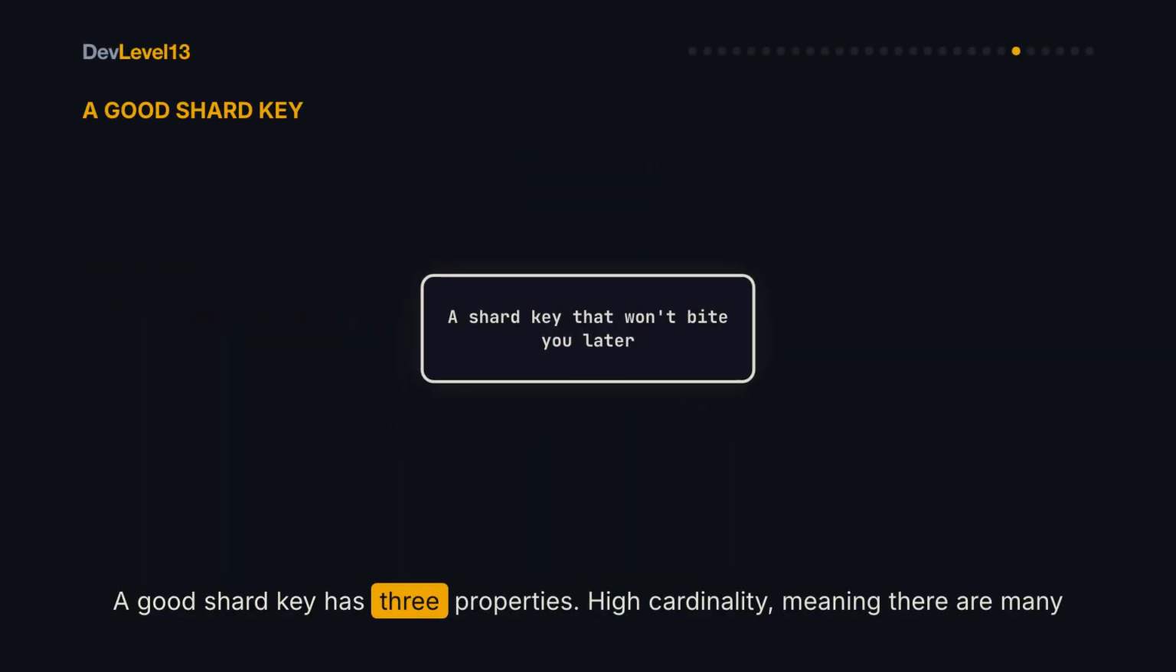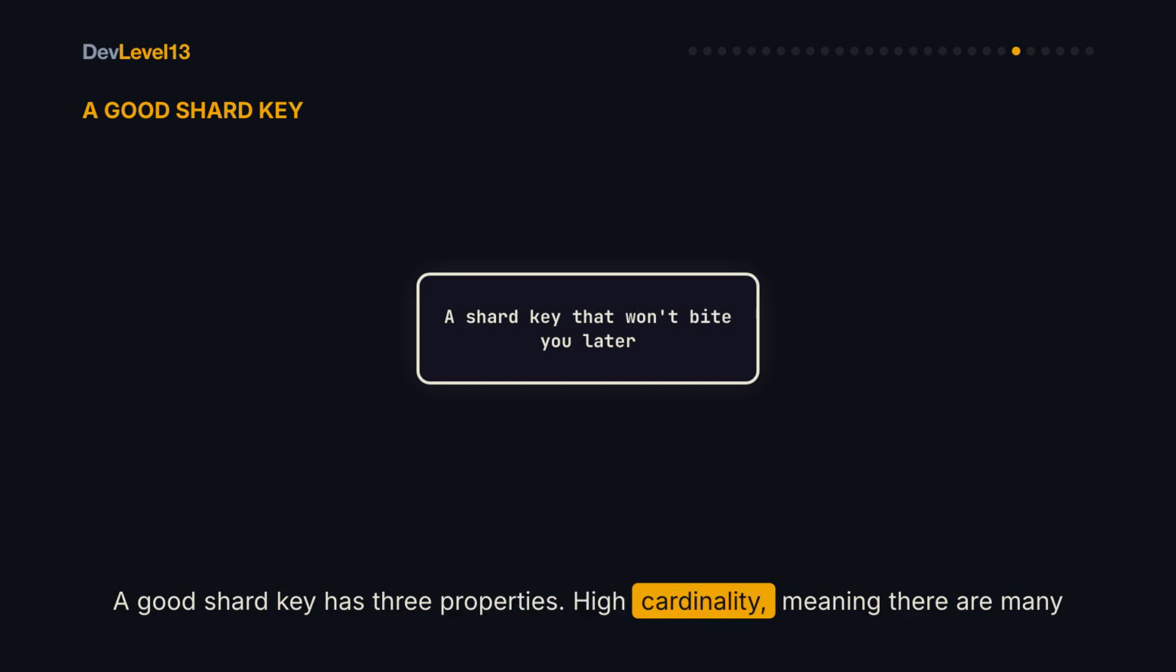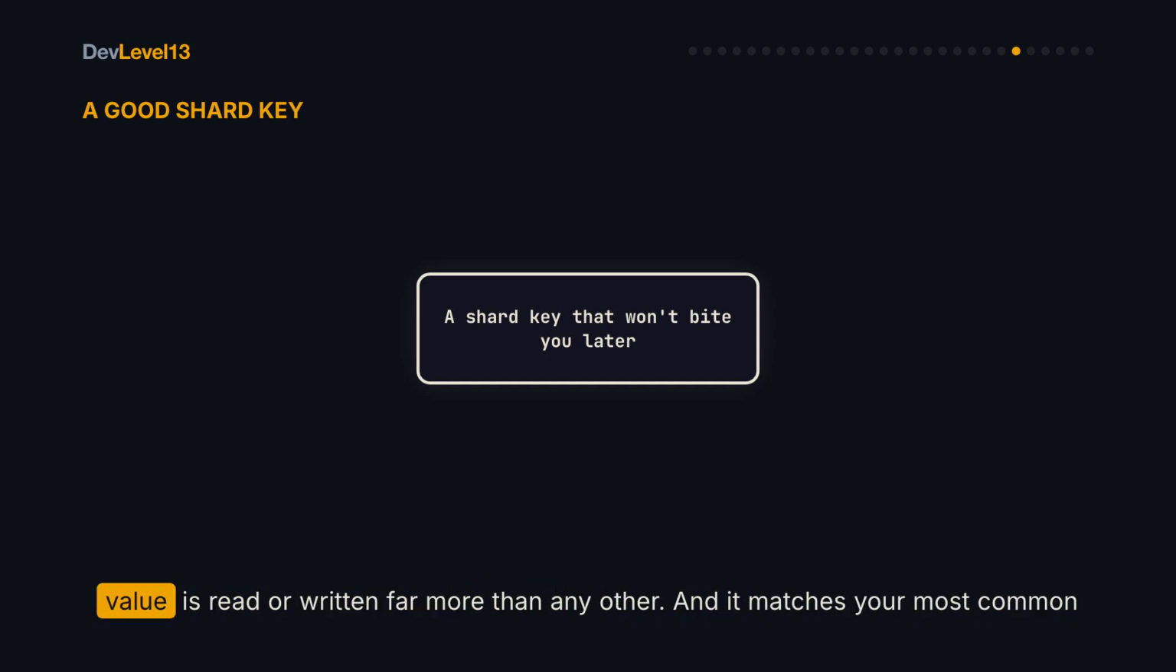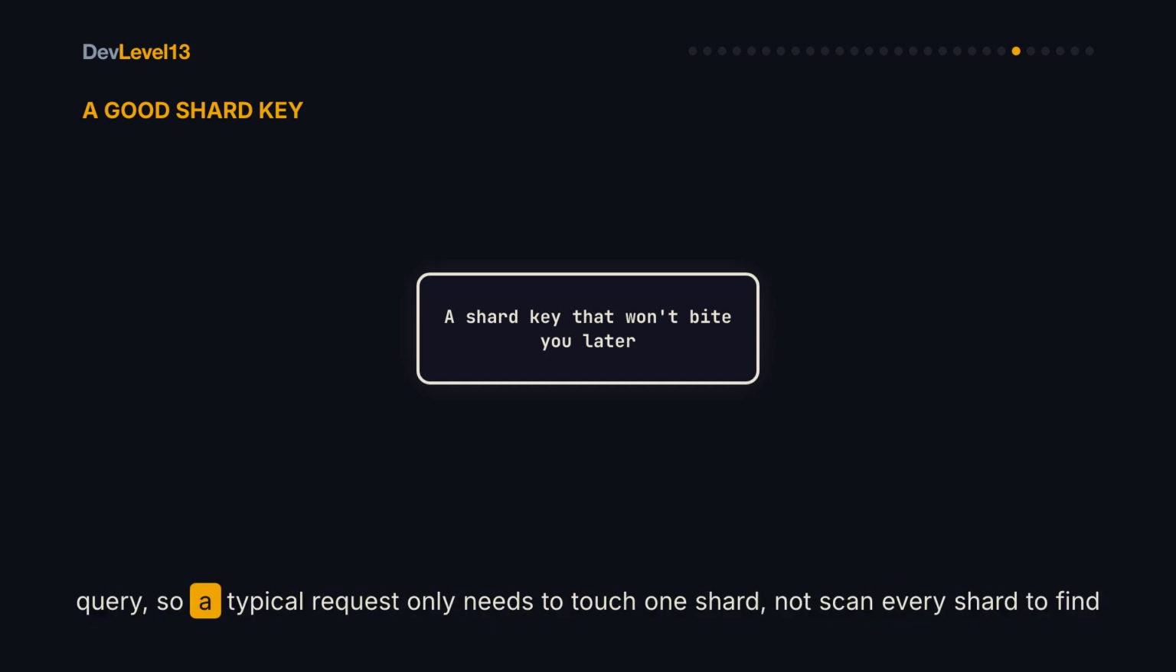A good shard key has 3 properties. High cardinality, meaning there are many distinct values, so no single value can flood one shard. An even access pattern, so no value is read or written far more than any other. And it matches your most common query, so a typical request only needs to touch one shard, not scan every shard to find its data.